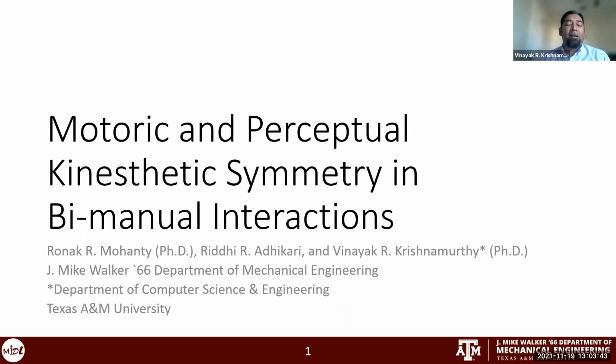I'm quite honored and very excited to present this work on motoric and perceptual kinesthetic symmetry in two-handed or bimanual interactions. This work was done by my PhD student Ronak and Riddhi, who's my master's student. Ronak recently graduated. He's working with Facebook Reality Labs, and Riddhi is also going to graduate in December. So it's quite an exciting time for everybody.